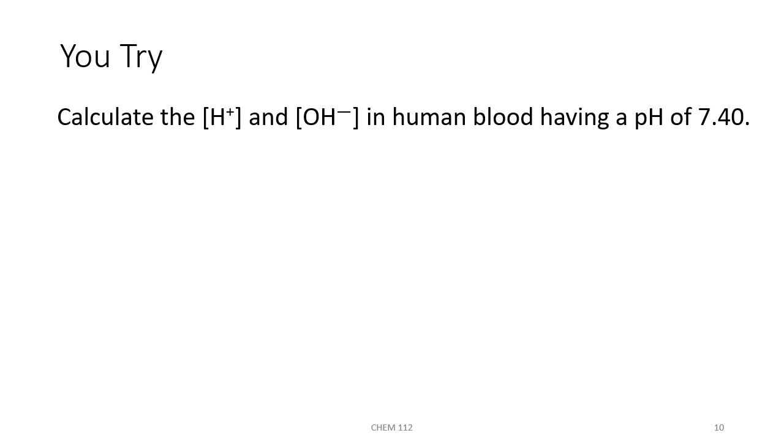Calculate the hydrogen ion and hydroxide ion concentration in human blood having a pH of 7.40. We were given the pH, so we can undo the pH to get at the hydrogen ion concentration. The hydrogen ion concentration will be equal to 10 raised to the negative pH. So that'll be 10 raised to the negative 7.4, which gives us a hydrogen ion concentration of 3.98 times 10 to the negative 8th molarity.